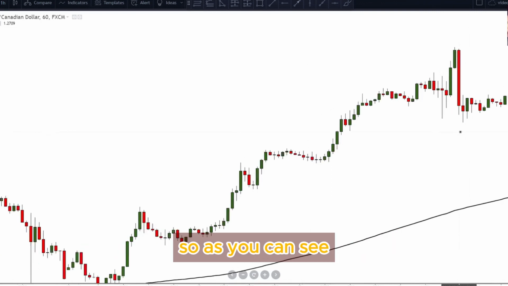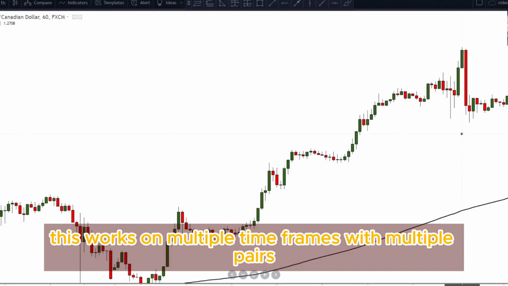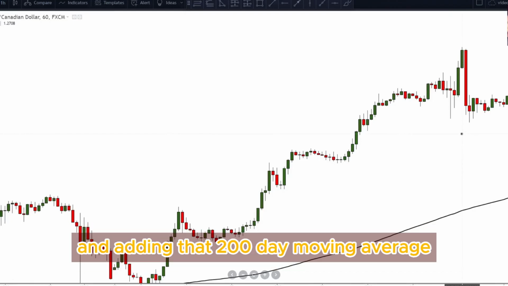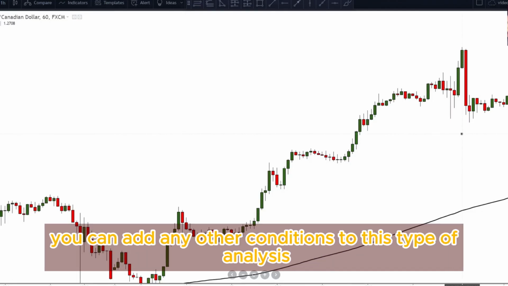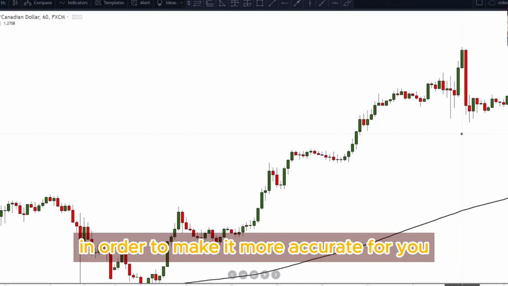So, as you can see, this works on multiple time frames with multiple pairs, and adding that 200-day moving average or your choice of moving average or adding other conditions is not against the rules. You can add any other conditions to this type of analysis in order to make it more accurate for you.